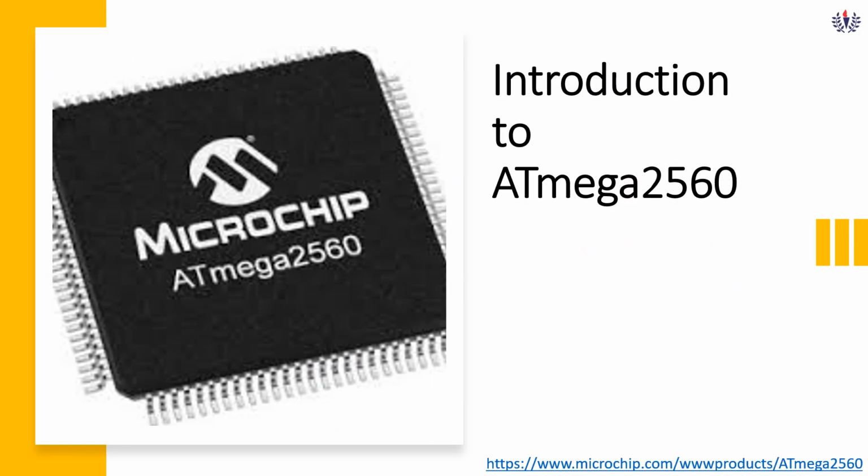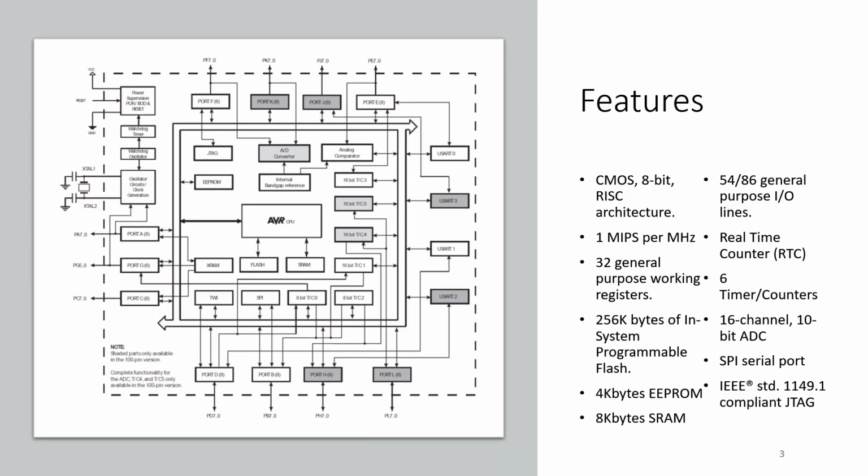The Atmega 2560 is a low power CMOS 8-bit microcontroller based on the AVR enhanced RISC architecture. By executing powerful instructions in a single clock cycle, the Atmega 2560 achieves throughputs approaching 1 machine instruction per megahertz, allowing the system designer to optimize power consumption versus processing speed. The Atmega 2560 provides the following features.